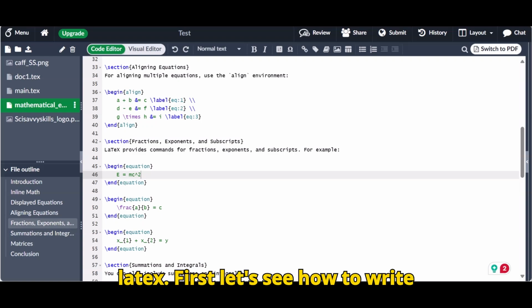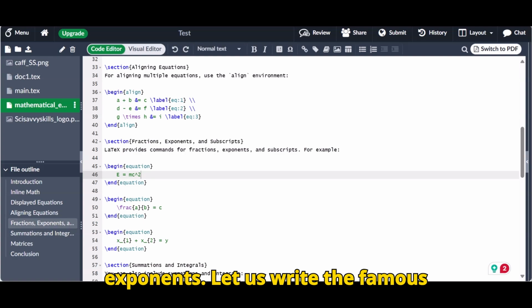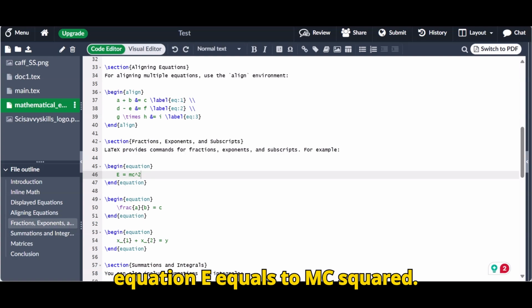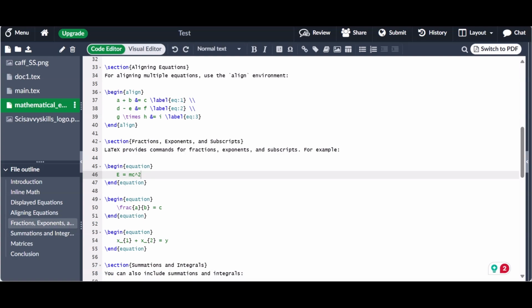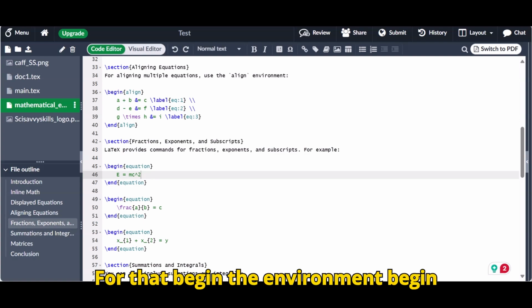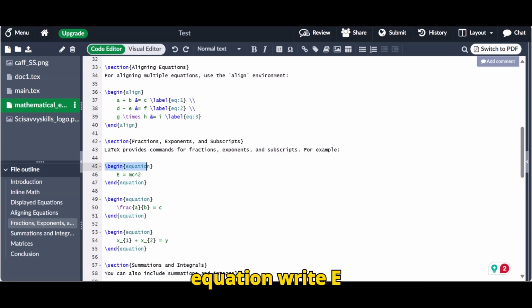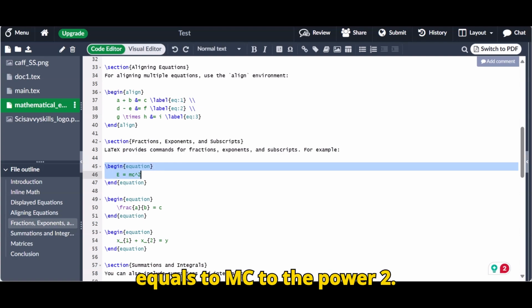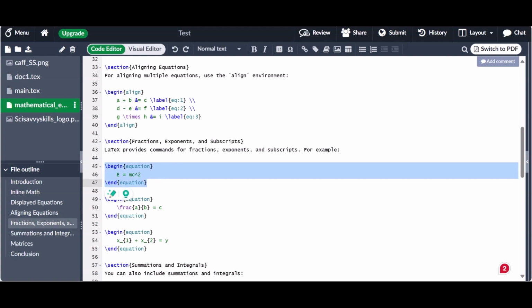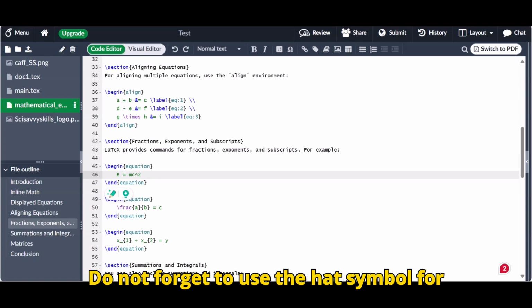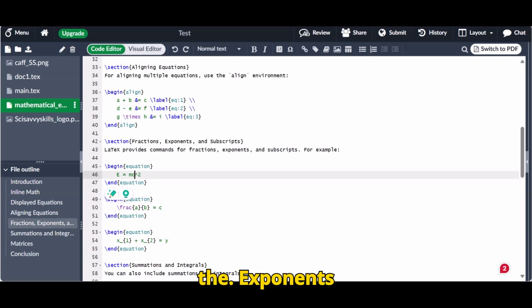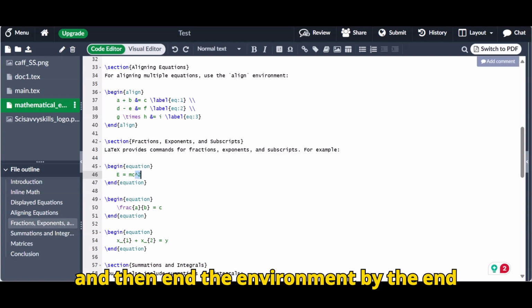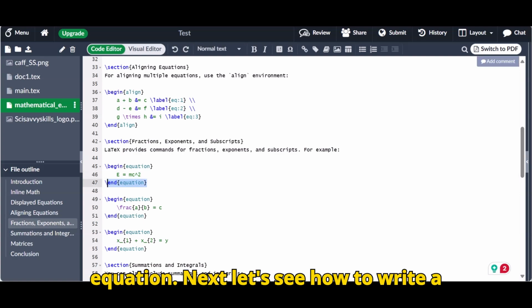First, let's see how to write exponents. Let us write the famous equation E equals mc squared. For that, begin the environment, begin equation. Write E equals mc to the power 2. Do not forget to use the hat symbol for the exponents. And then end the environment by the end equation.